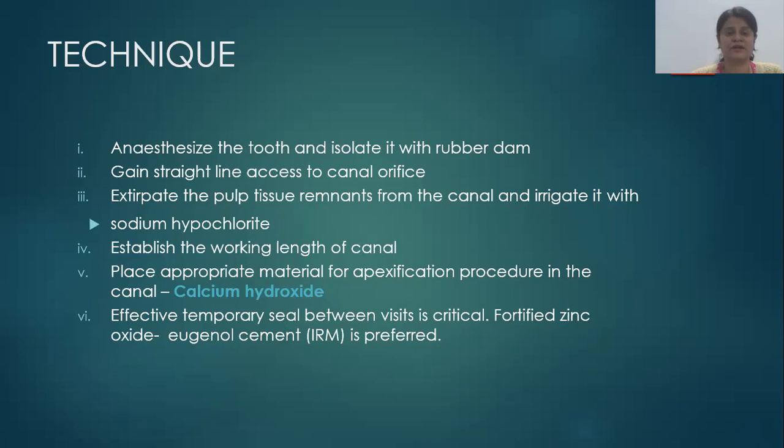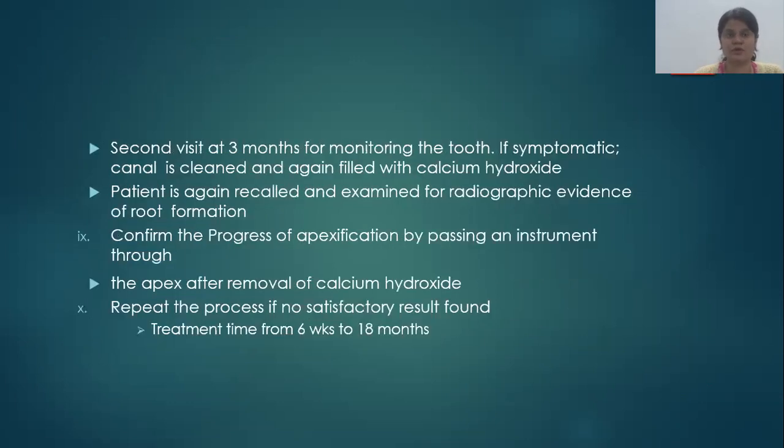Place the appropriate material for the apexification procedure in the canal, that is calcium hydroxide, initially because of its antibacterial property. Before directly placing MTA, calcium hydroxide can be given for one or two appointments. Then place an effective temporary seal between visits; fortified zinc oxide eugenol cement or similar is preferred, placed over the coronal part of the tooth.